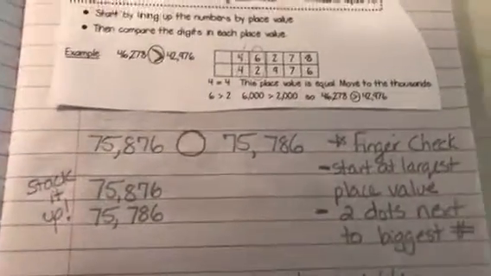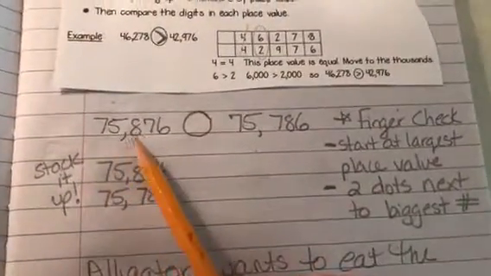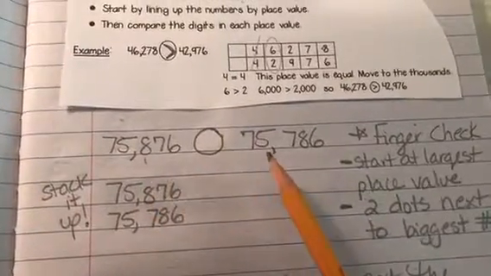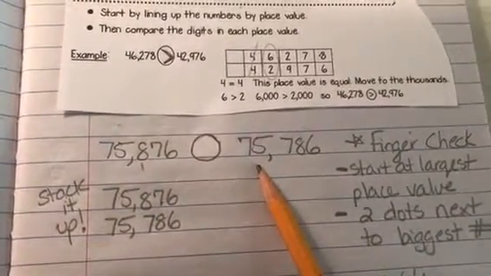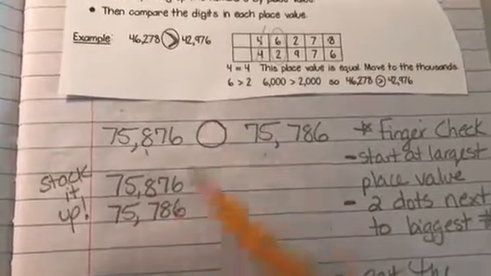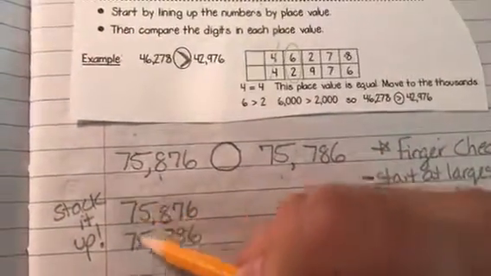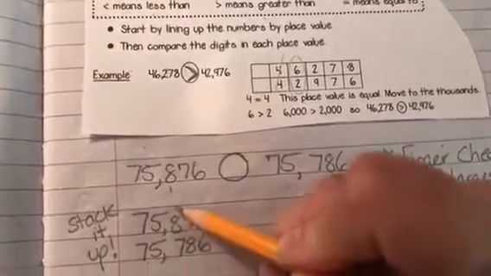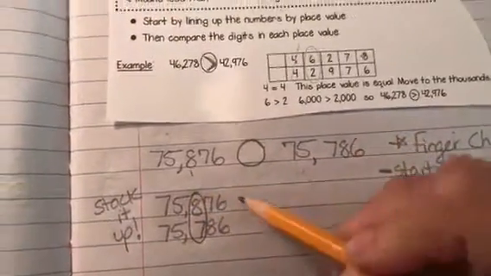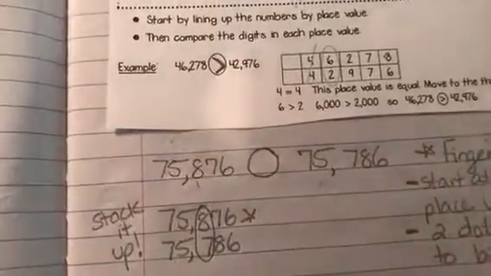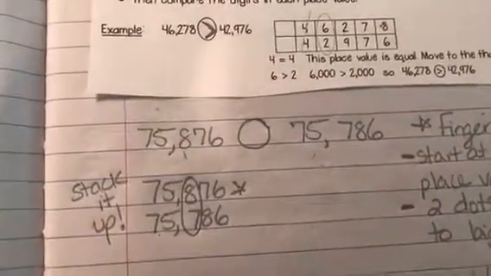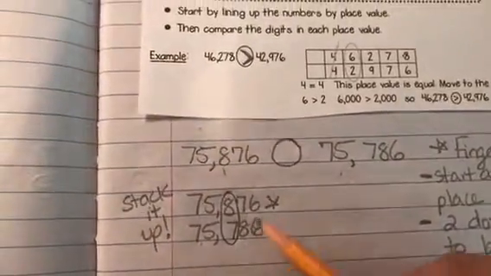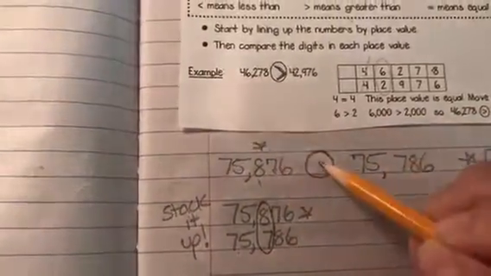Okay, for more practice, we've written it out here. We have two numbers we're working with, 75,876 and 75,786. You can stack them up, and when you do, you see they both have a 7, they both have a 5, and then you get to the hundreds place value and say, aha, this one is the largest because it has 8 hundreds instead of 7 hundreds. And so I know the alligator will want to eat that one, and I can find it up here.